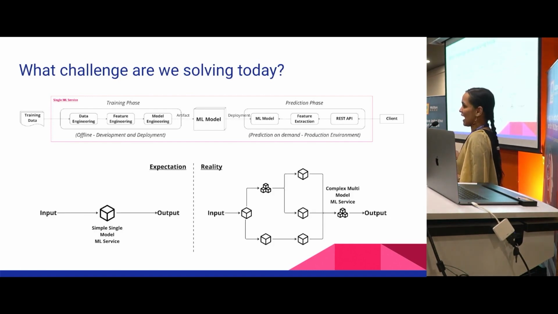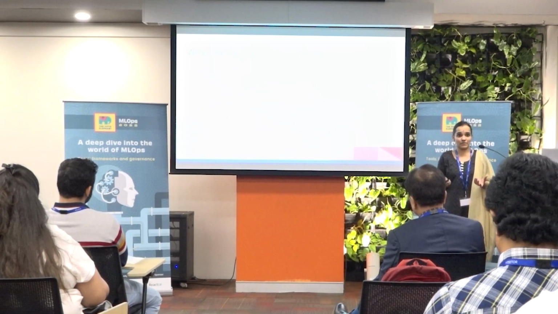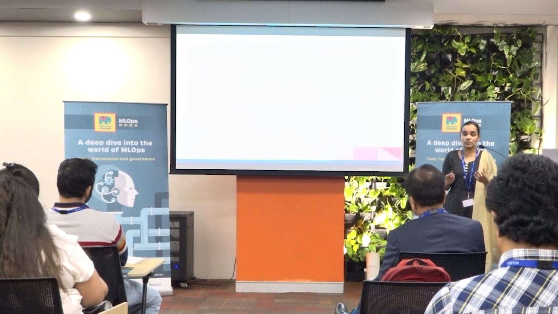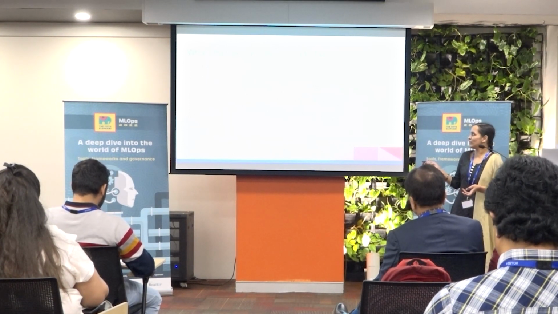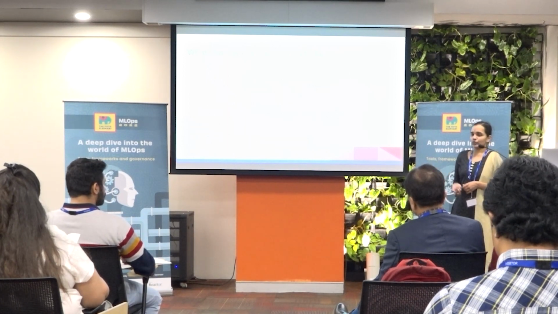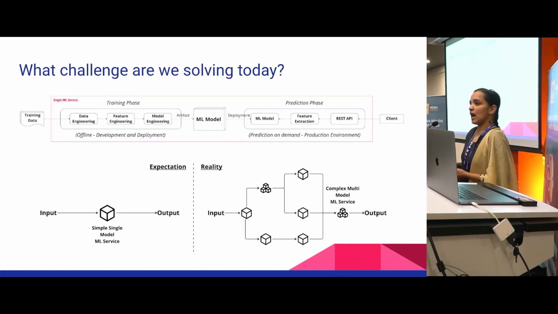So we expect to have only one ML service, but generally we end up solving a use case with more than one ML service. Then we have an array of ML services which has to be tied together in a particular fashion, probably in the form of a graph, to get a particular output. Today, the objective of our talk is to give you a solution to handle such complexities.